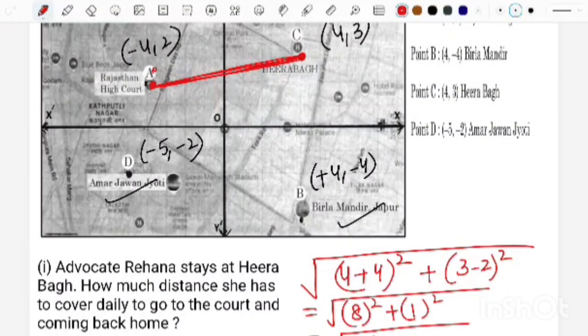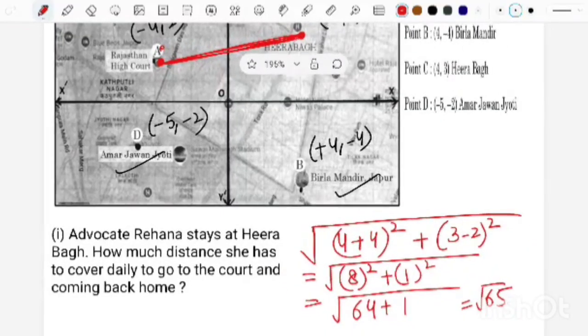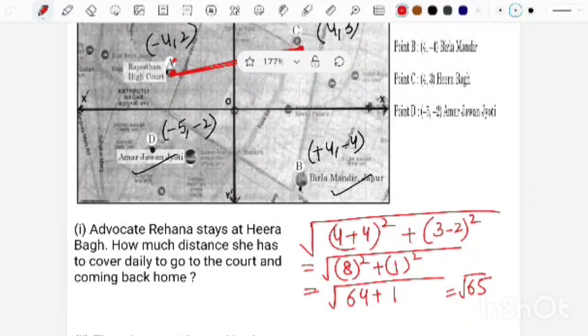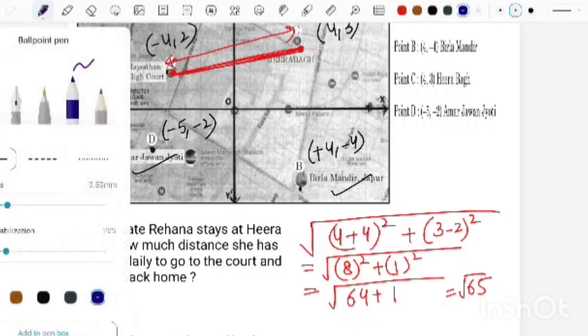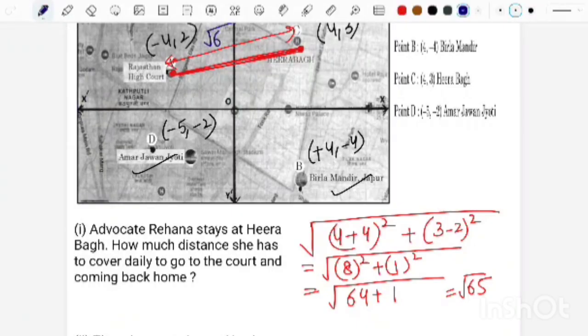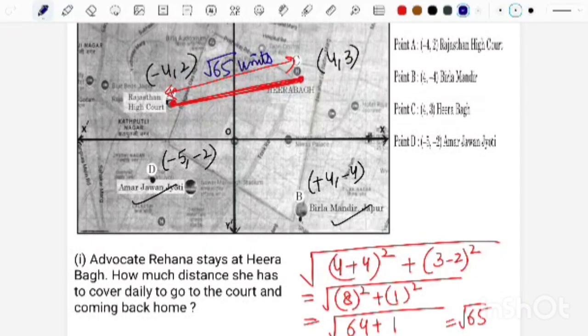8 square, that is 64 plus 1, 65. So this is from one side. If she is going from A to C point, how much distance she is covering? She is covering √65 units. But we have to calculate the distance from both sides, A to C and C to A. So the required total distance is 2 times √65 units. Mention units also with it.